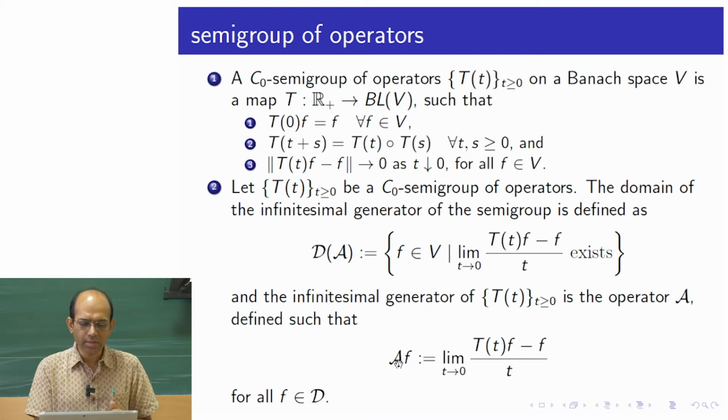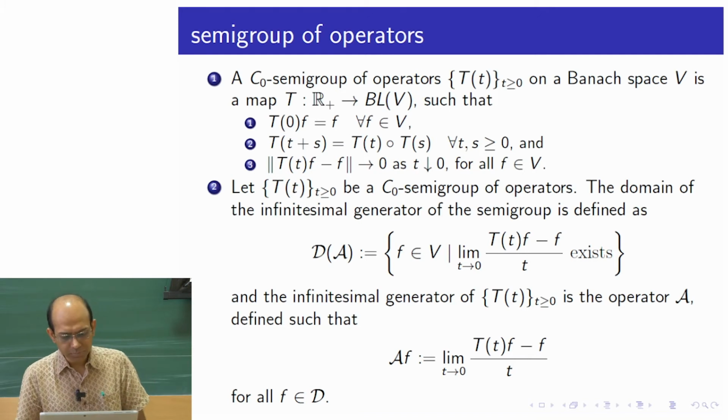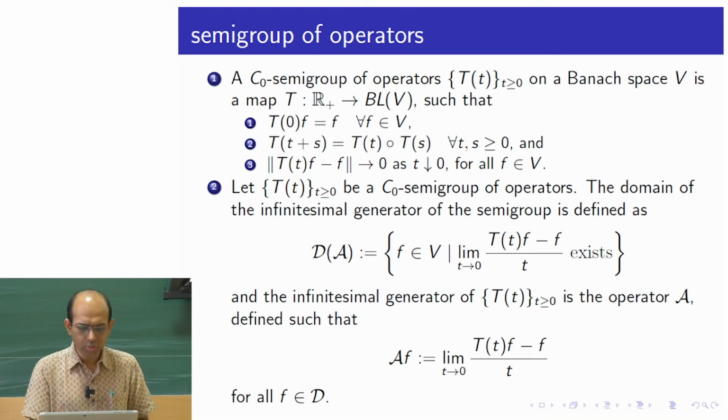So A is the operator. If it acts on f, that would give me the right derivative at 0, correct. So the right derivative of T_t f at t equal to 0. So that is the definition of the generator of a C0 semigroup. We would see some examples of how to compute this, then it would be a little clearer.